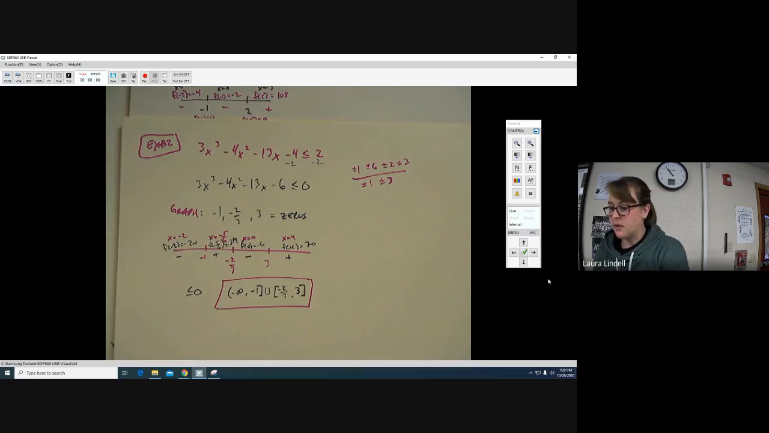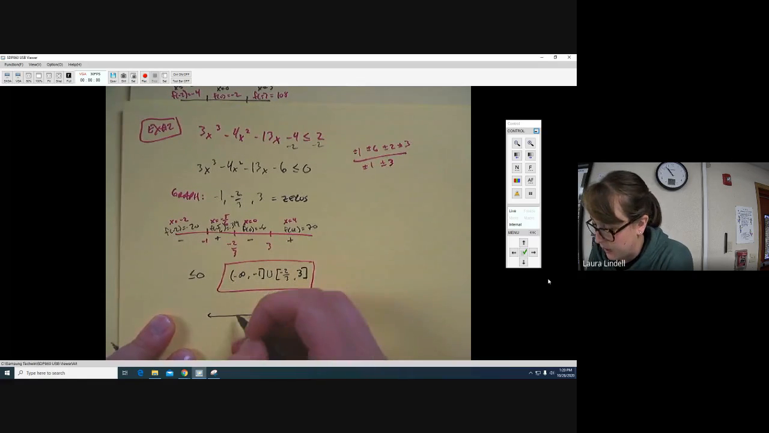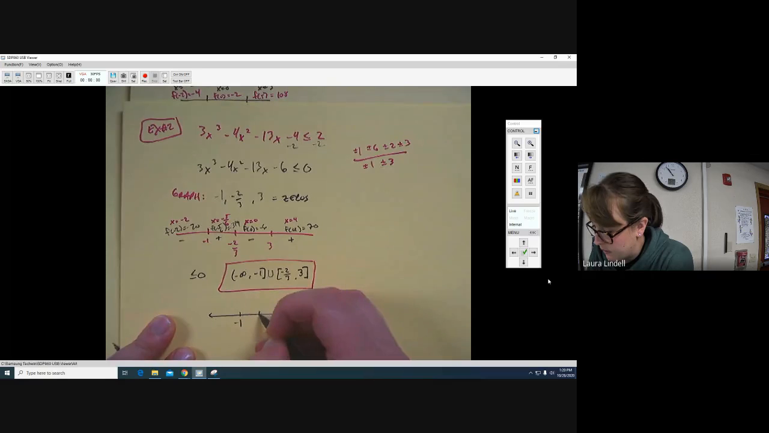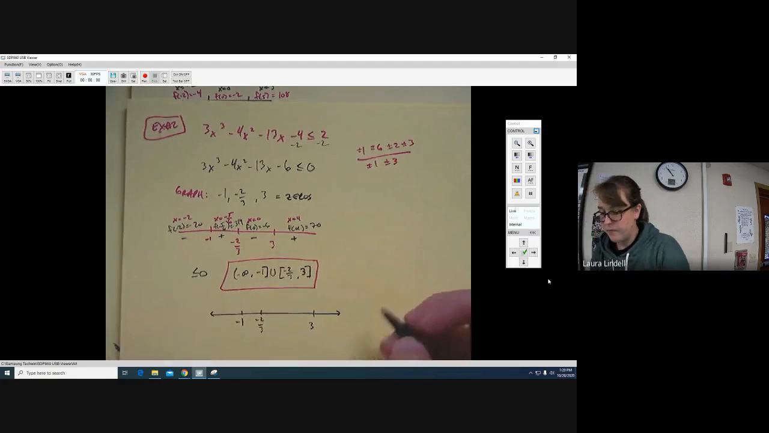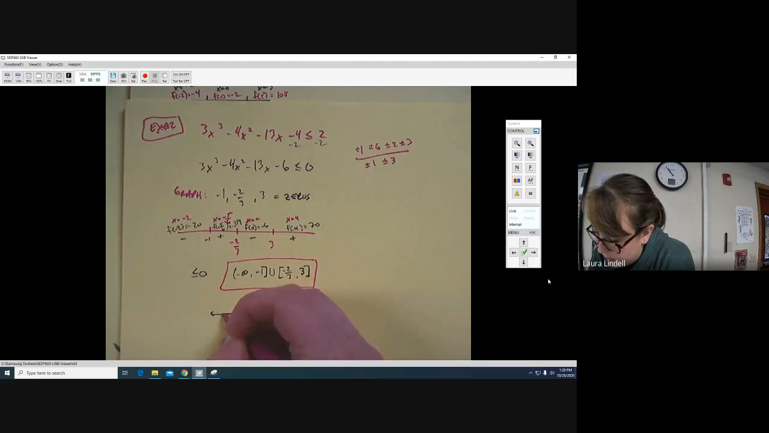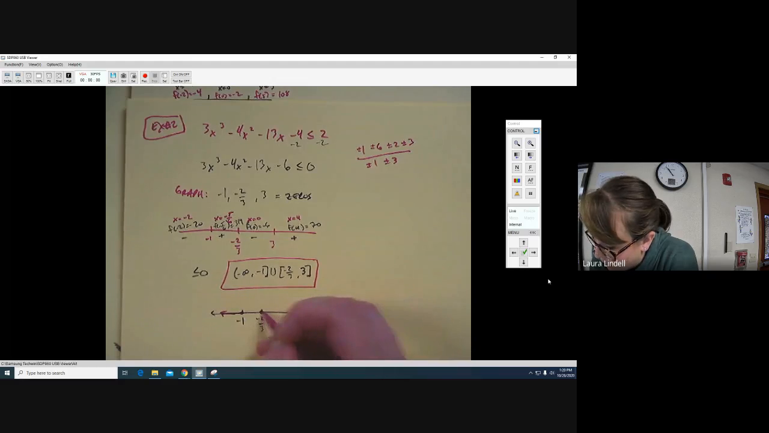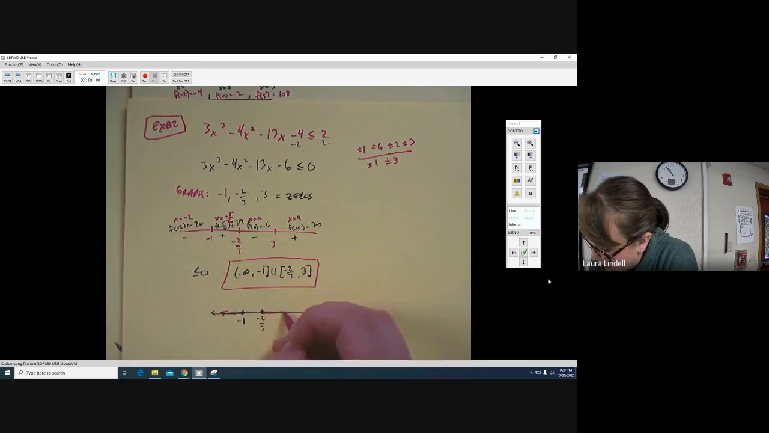And the other way to express it is with the number line. So we'd have -1, -2/3, and 3. And we have a solid dot on the -1 and an arrow pointing off to the left. And then we'd have a solid dot on each of these and a line connecting them.